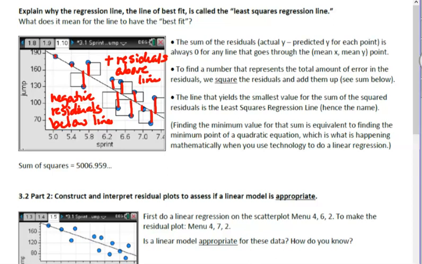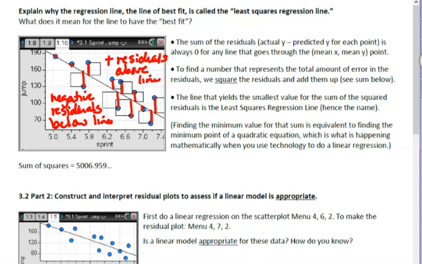Because you potentially could have more than one line where the residuals would add up to 0. No, maybe not. Yeah, I don't know. That's a good question. I'm not sure. But the residuals add up to 0.